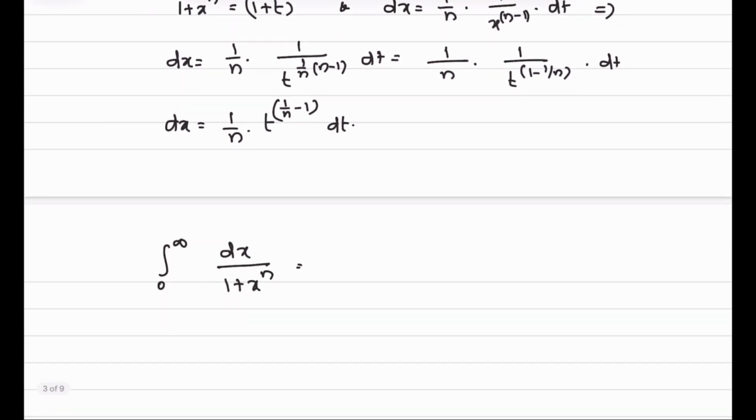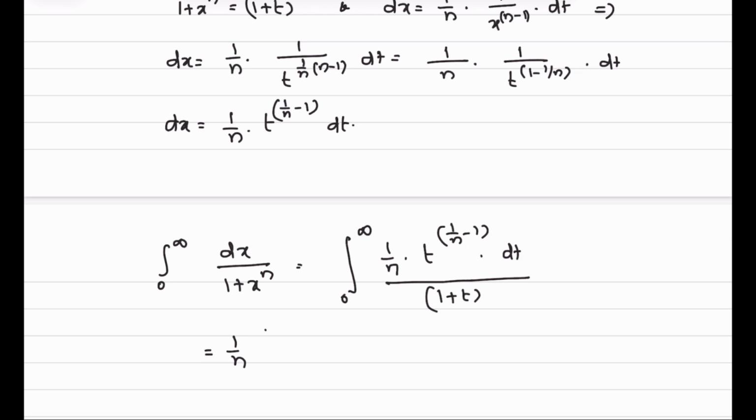Now this will become integral 0 to infinity dx is 1 by n t to the power of 1 by n minus 1 dt divided by 1 plus t. This becomes 1 by n into integral 0 to infinity t to the power of 1 by n minus 1 whole divided by 1 plus t dt.